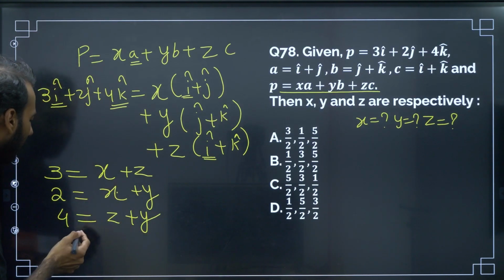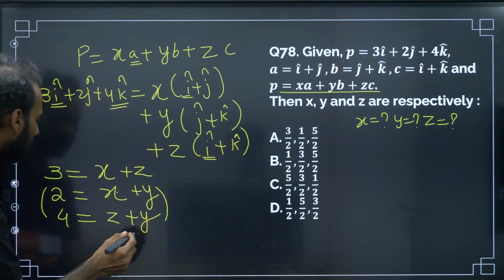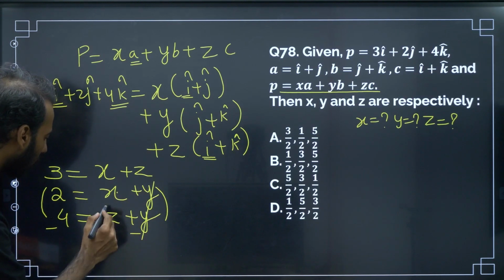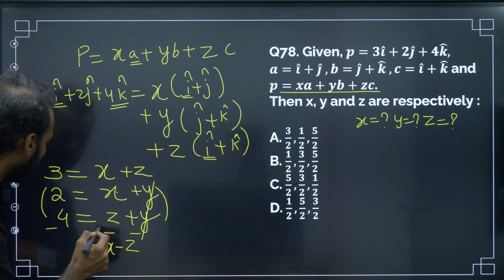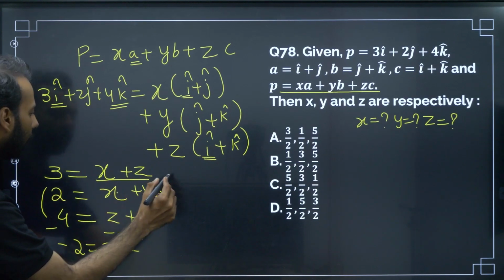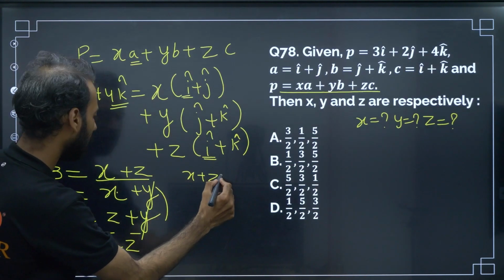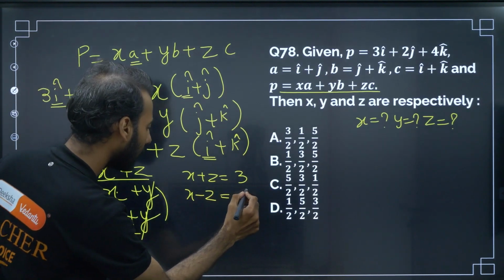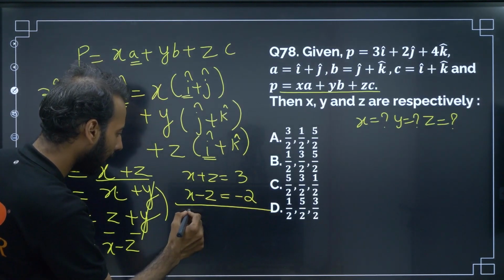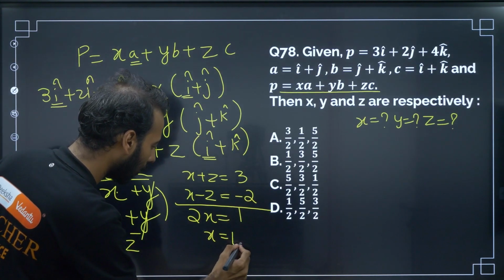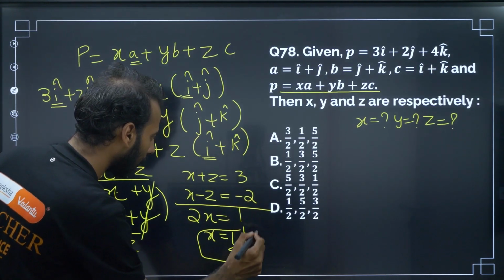Any 2 equations we can consider. So first let me consider this and this. So if I apply subtraction, I am applying subtraction on both sides. This will get cancelled. So what I am left with, x minus z, here I am left with negative 2. And for x plus z, some value is given. x plus z is 3 and x minus z is minus 2. So if I go for adding, 2x is equal to 3 minus 2 is 1, x is equal to 1 by 2. x is equal to 1 by 2.